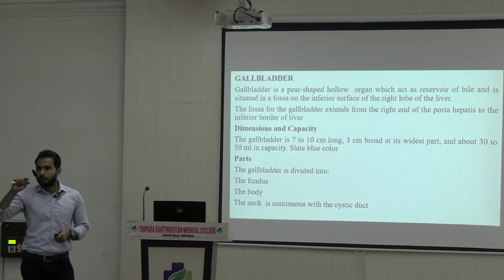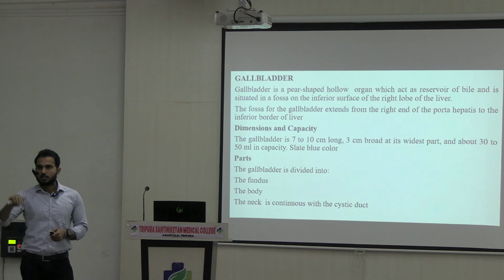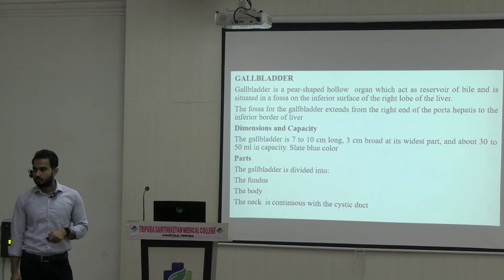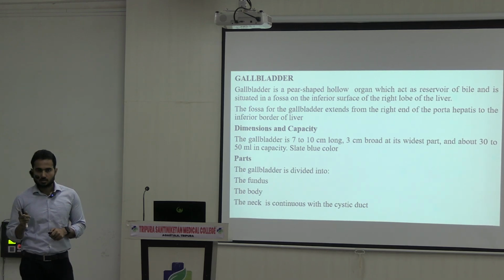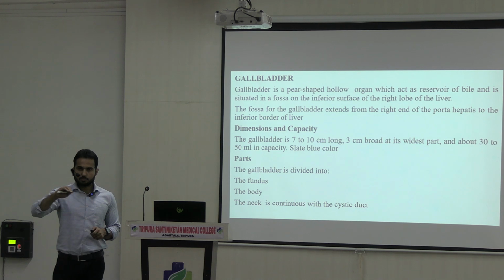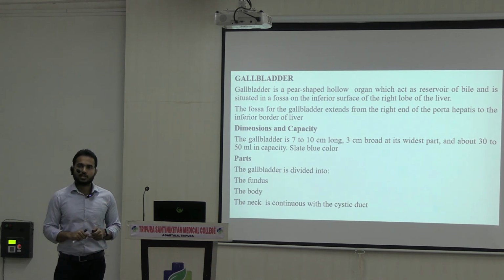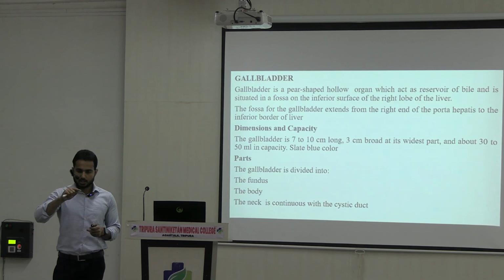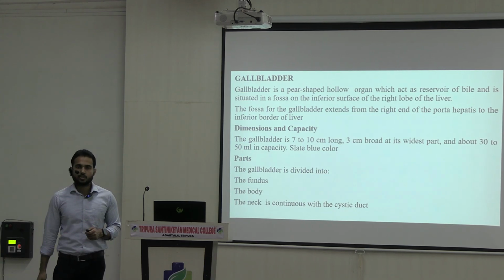And if you see the body of the gallbladder, it is also extending beyond the inferior border of the liver. If you have noticed, I hope you have seen the inferior border of the liver. The fundus of the gallbladder is extending beyond the inferior border. Next time whenever you go to the dissection hall, please see the specimen of the liver.